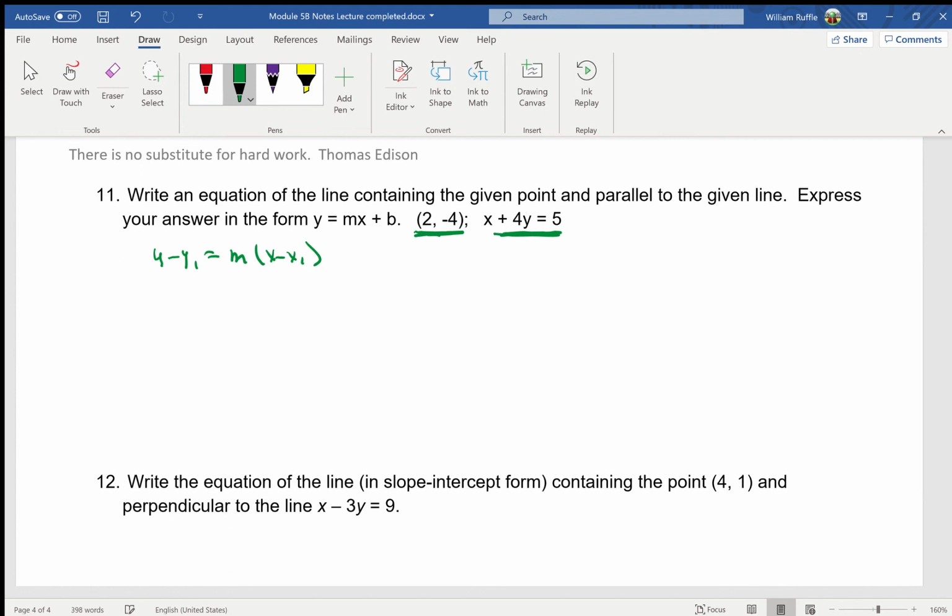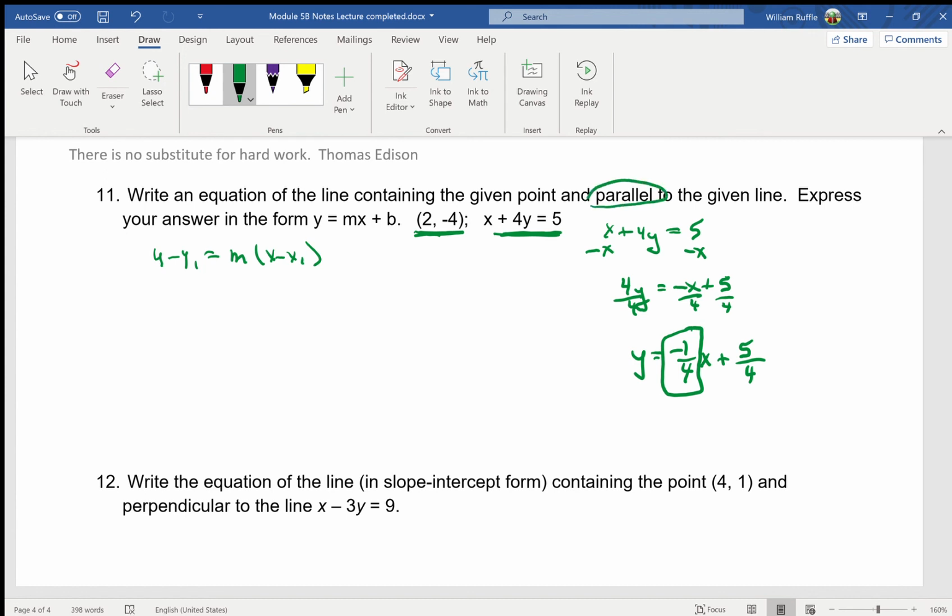I have to solve for the letter y. So if I have x plus 4y equals 5, I have to subtract x over. 4y equals negative x plus 5, and I divide everything by 4. So I get y equals negative 1/4 x plus 5/4. So my slope is negative 1/4. And since I'm trying to find parallel, I'm going to use negative 1/4. Now, if it had said perpendicular, which is the next question, I would have to do the negative reciprocal. So we have to pay attention to this. This says parallel.